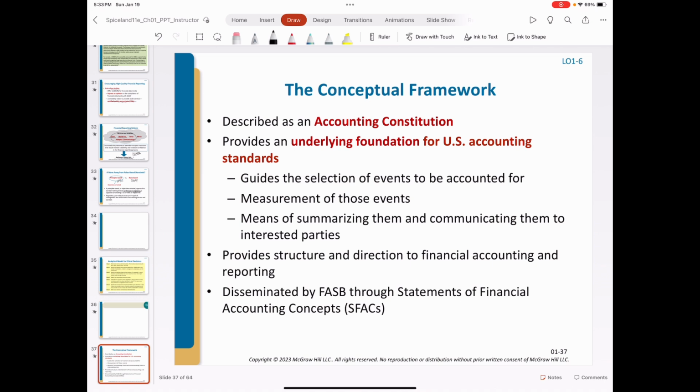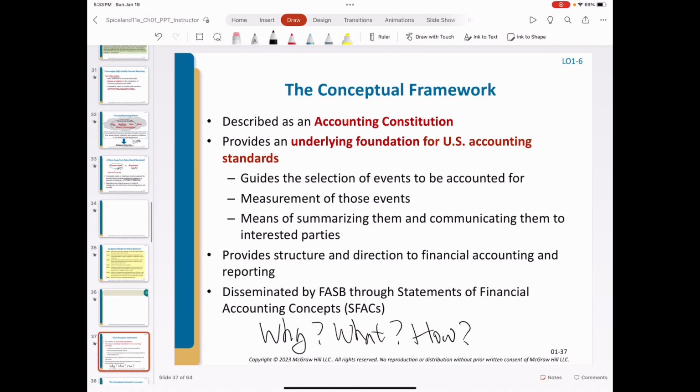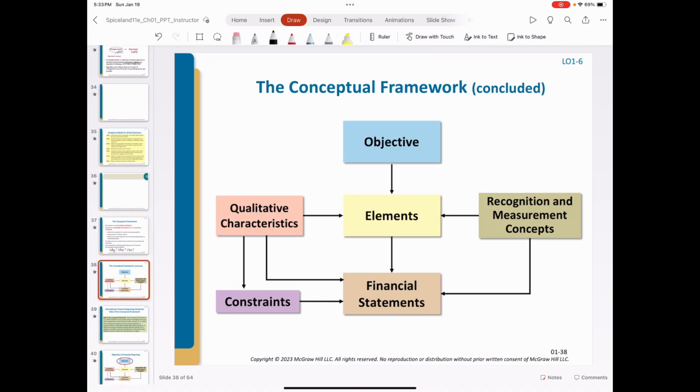In the conceptual framework, actually, you just need to know the three answers from the three questions. One is why accounting. In other words, this question asks what's the purpose or objective of financial accounting. The next is what we should report. And the last is the methodology. How? Okay. Let's take a look at this flow chart.